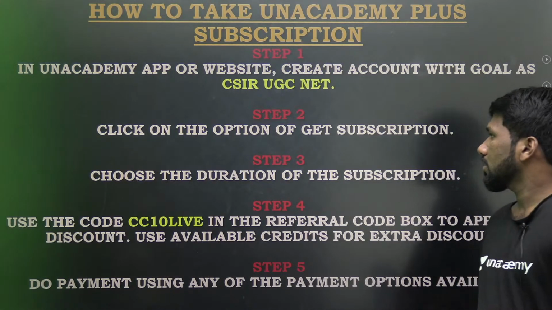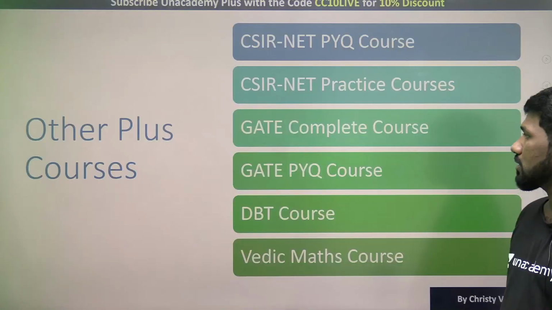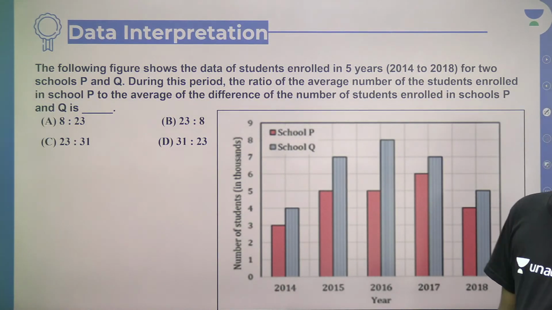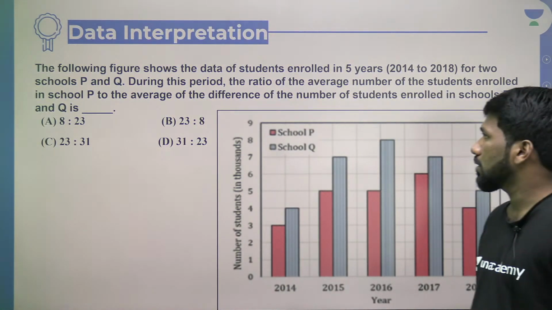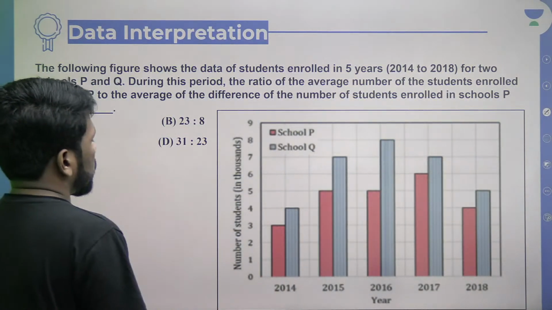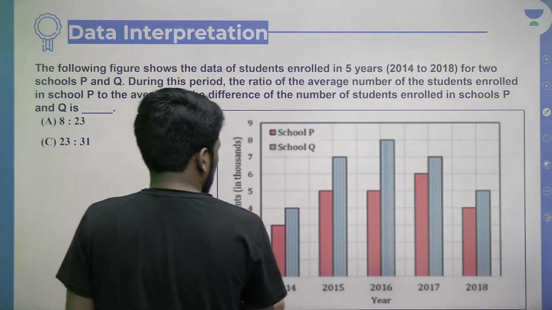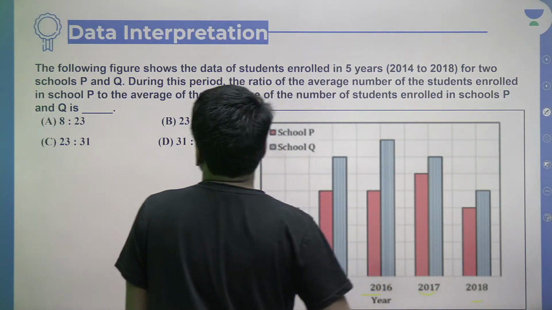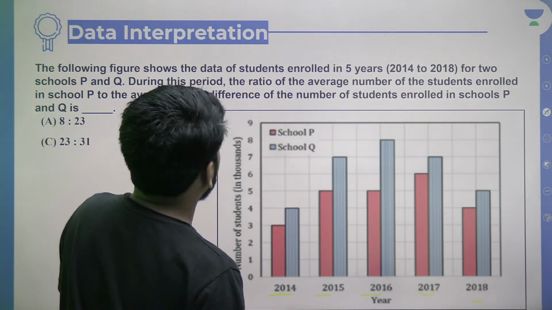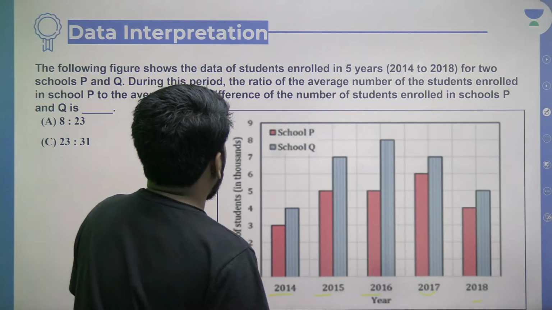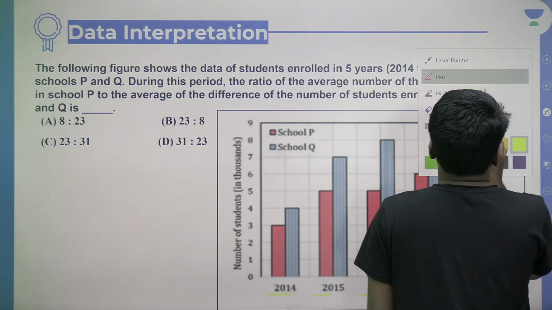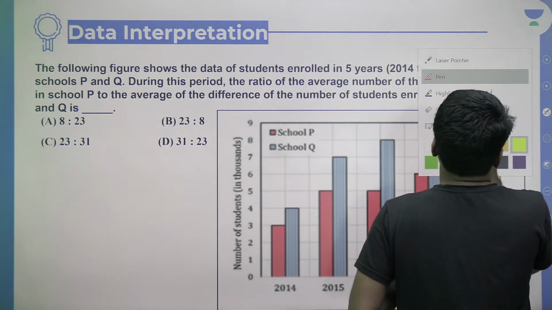Okay, that is the information, and then let's come back to the question we are discussing. What is the answer or how to do the question? The following figure shows the students enrolled in 5 years, 2014 to 2018, for two schools P and Q. During this period, the ratio of the average number of students enrolled in school P to the average of the difference of the number of students enrolled in school P and Q. Average of the difference, that part you should be very careful.